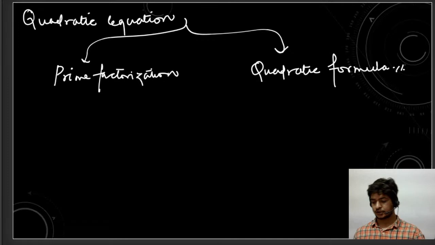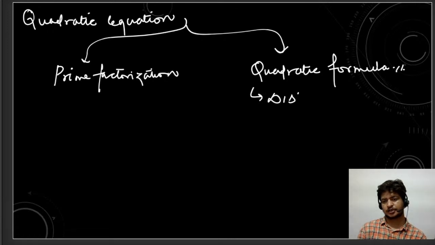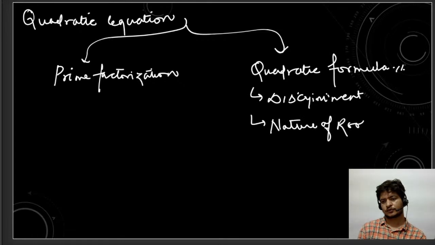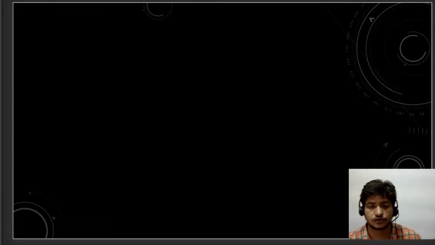Now, in this quadratic formula, we will discuss the concept of discriminant, and then the concept of nature of roots, and then we will move on to the concept of equations reducible to quadratic equation, which is the most important. We will discuss that. So first, let's discuss what is a quadratic equation. So you know the terms.